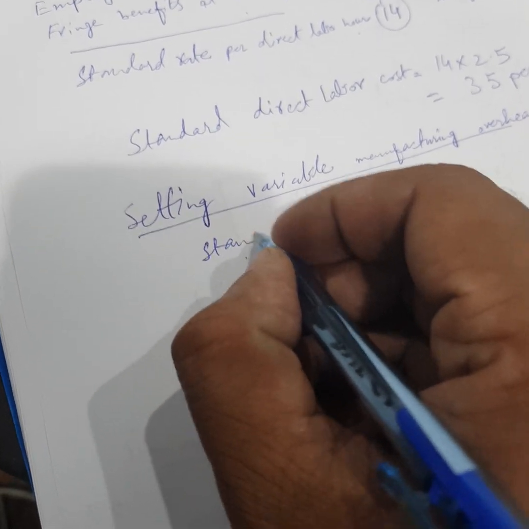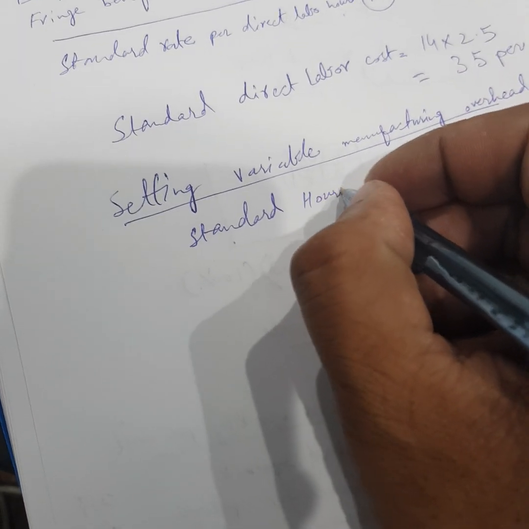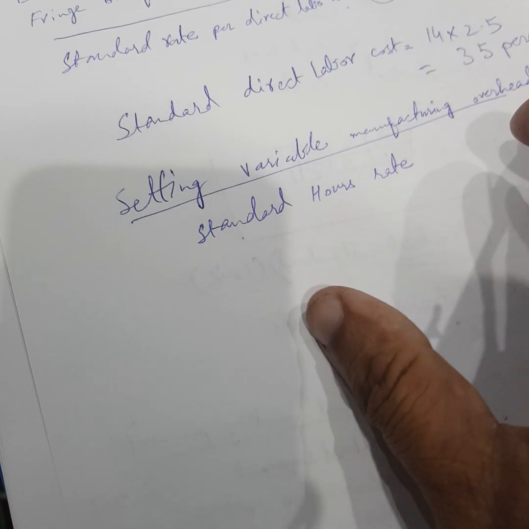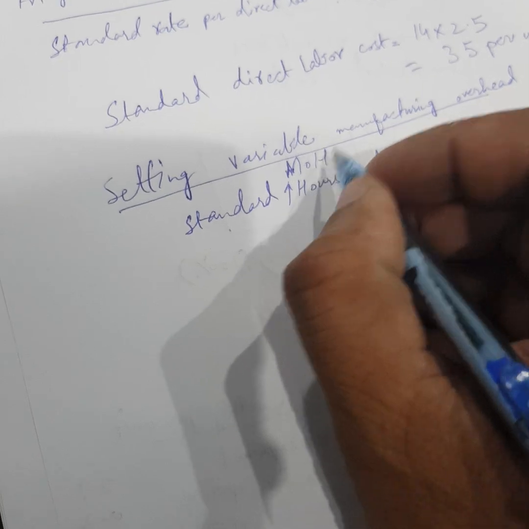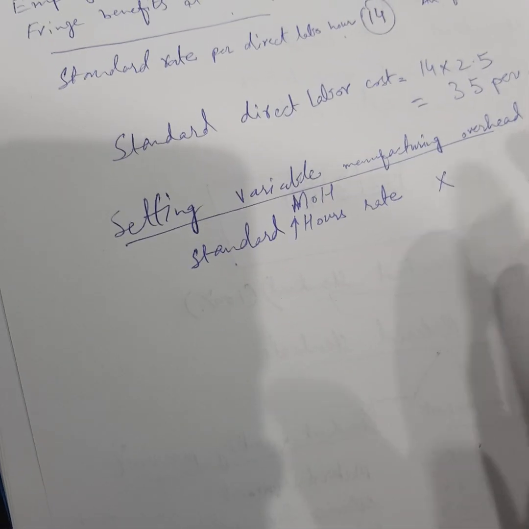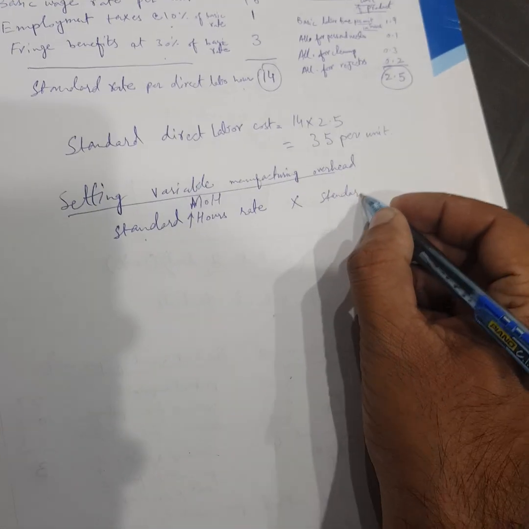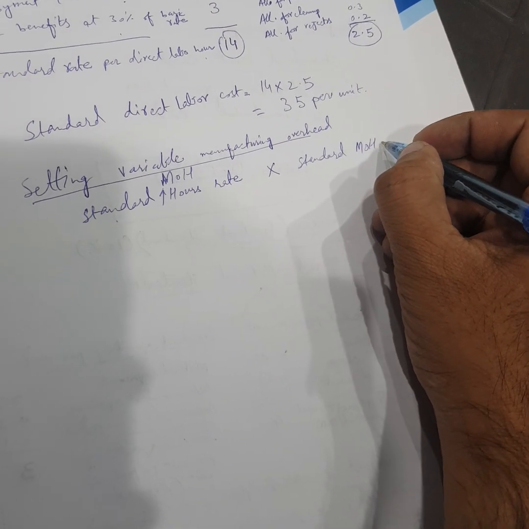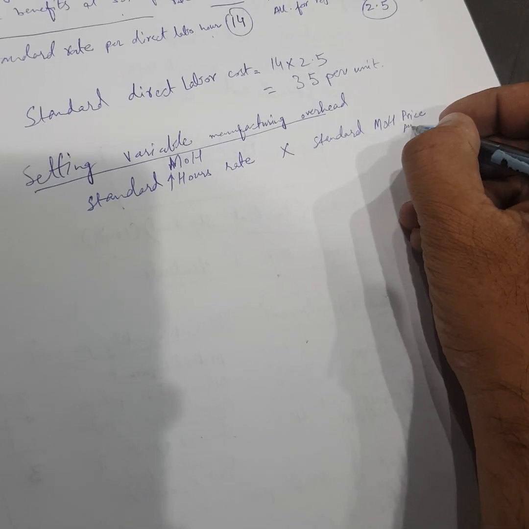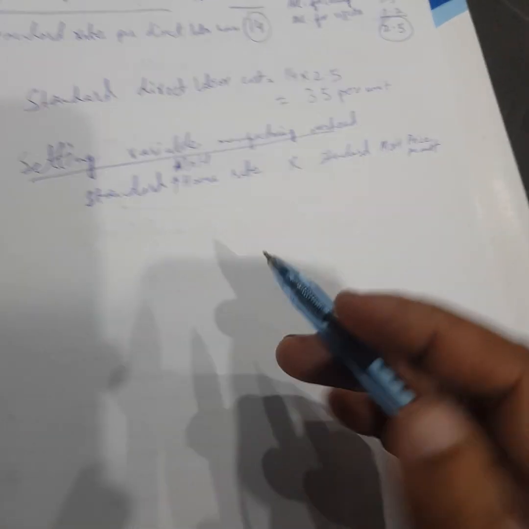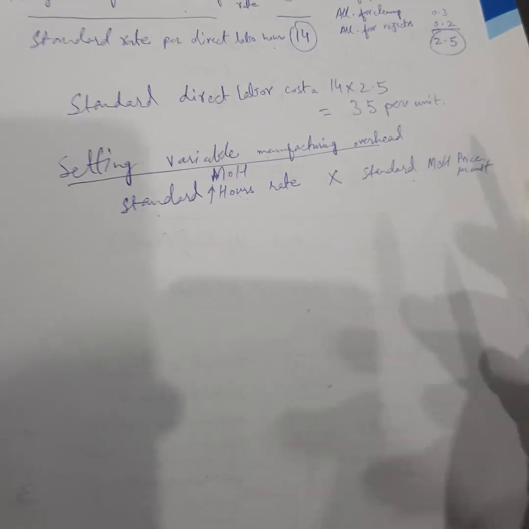One is standard hours rate, we can say standard manufacturing overhead hours rate, and standard manufacturing overhead price per unit. By multiplying these two types of rates, we will be able to get variable manufacturing overhead rate.